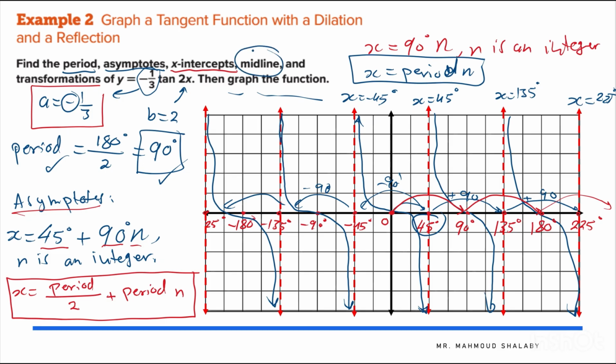What about the midline? The midline, actually, if the graph is not moving up or down, it will always be the x-axis, or actually I don't prefer to write it like this. We will write it as y equals 0. Okay?